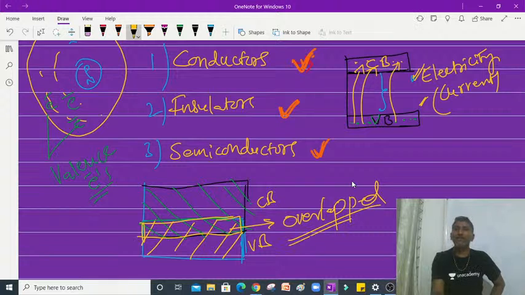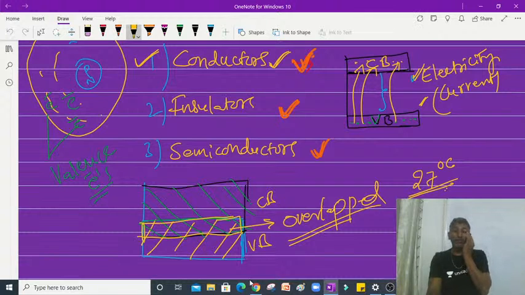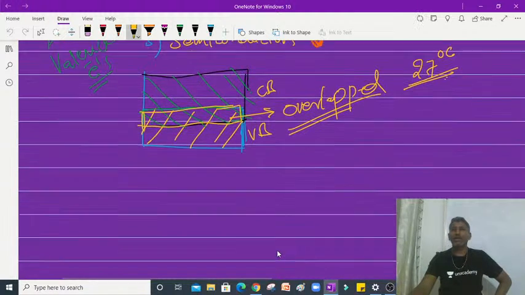This happens in the case of conductors, students. That means the VB and CB are already overlapped. That is the reason why, even at room temperature, that is 27 degrees centigrade, electricity is possible with metals, or conductors. So the energy gap is 0 here. Whereas in the case of insulators, the gap must be very large.